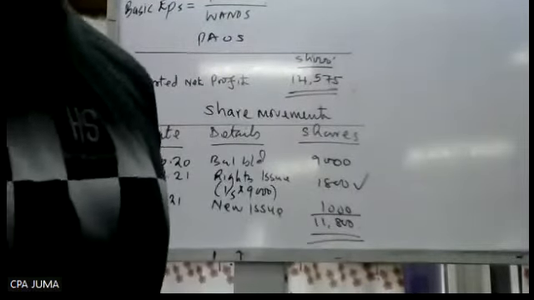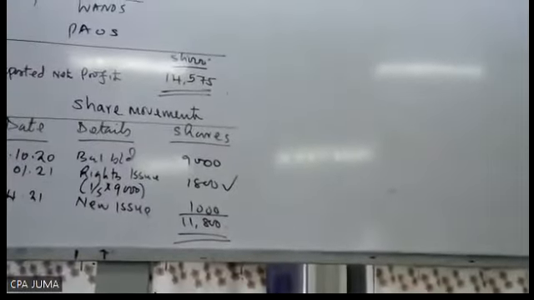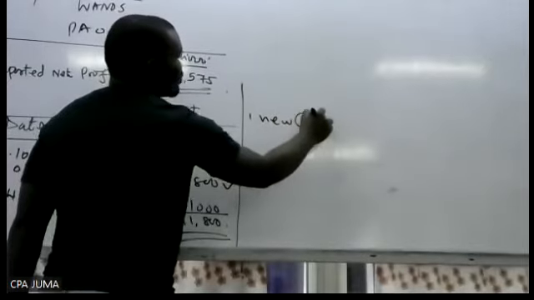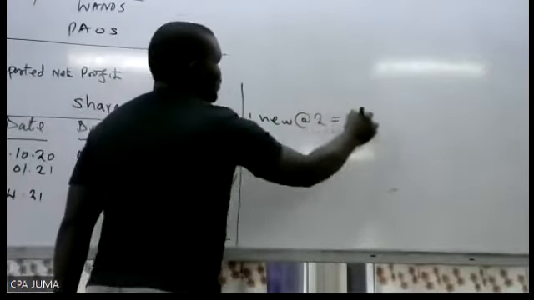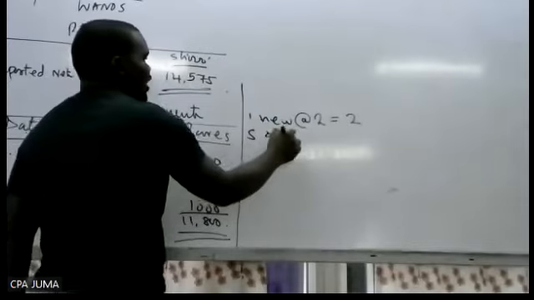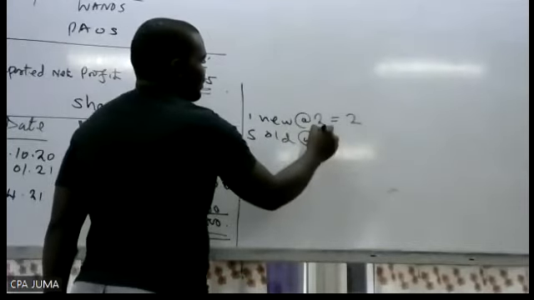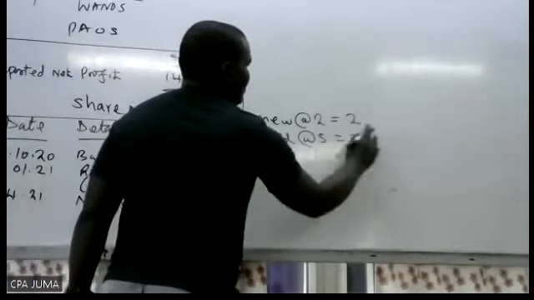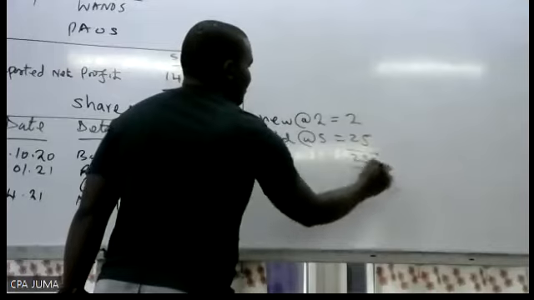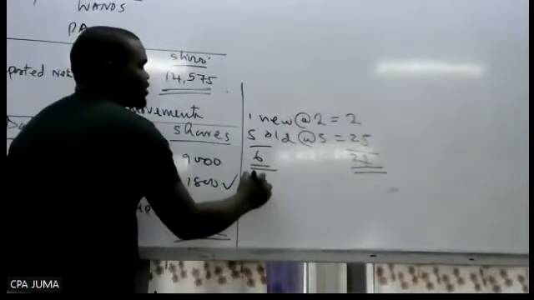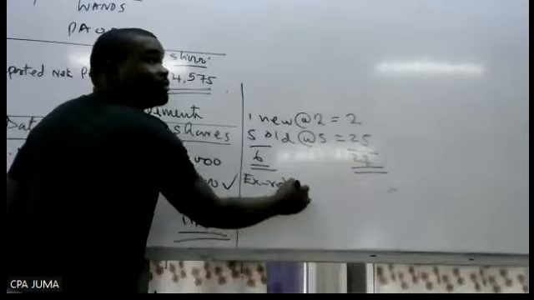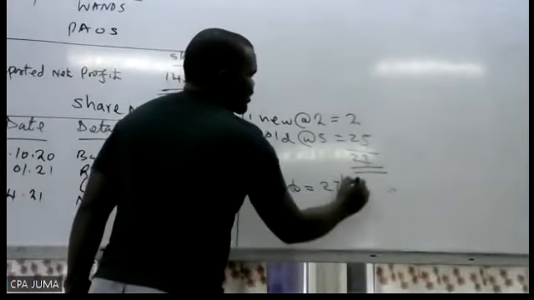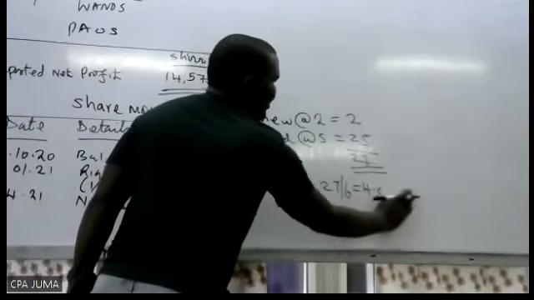EPS 4.5. What was the price? 1 new at what price? 2 shillings, giving us 2. 5 all at 5, so 27. This person will be having 6.25 at 27. So the ex-rights price is always the average. 27 divided by 6, giving you 4.5.